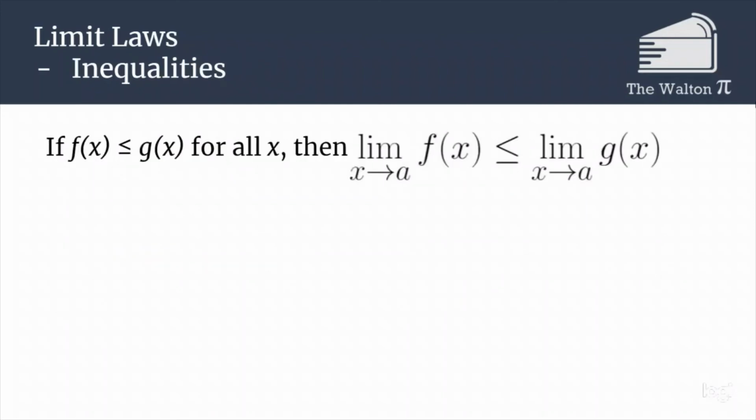We also have some inequality laws. If f of x is less than or equal to g of x for all x, then the limit of f of x is going to be less than or equal to the limit of g of x.